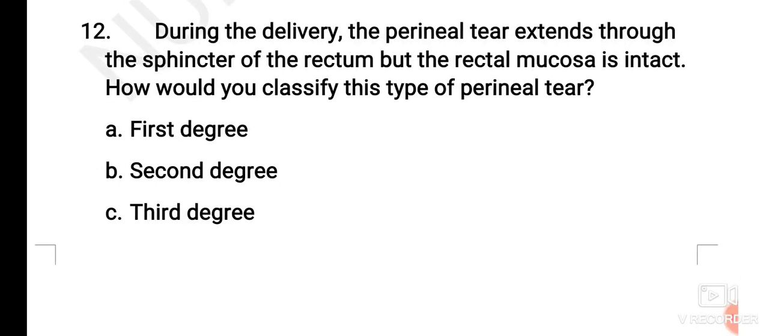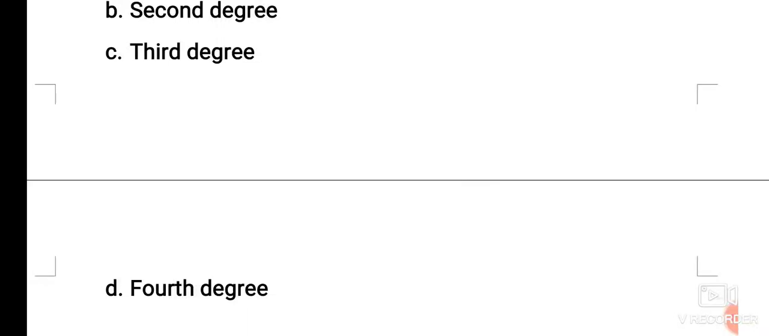During the delivery, the perineal tear extends through the sphincter of the rectum, but the rectal mucosa is intact. How would you classify this type of perineal tear? First degree, second degree, third degree, or fourth degree?